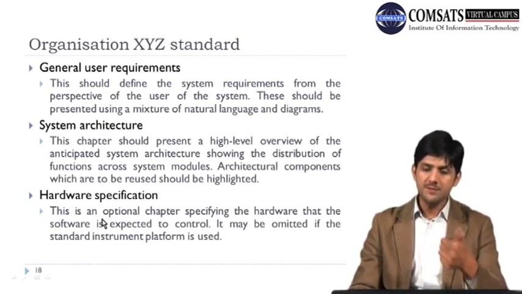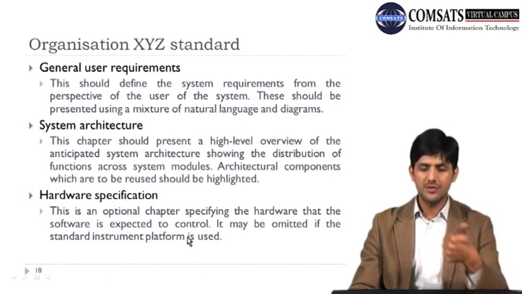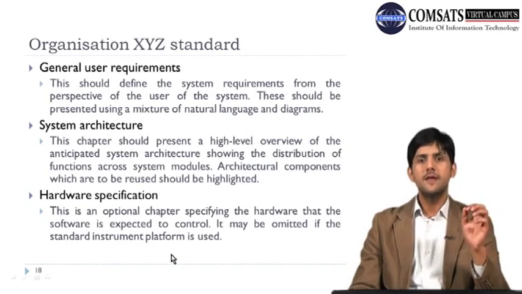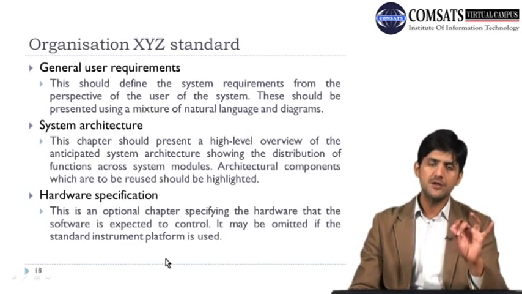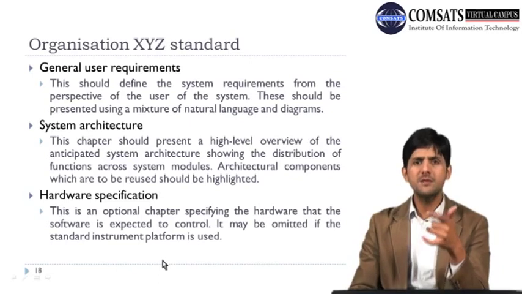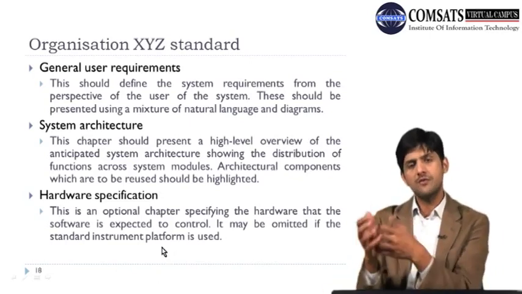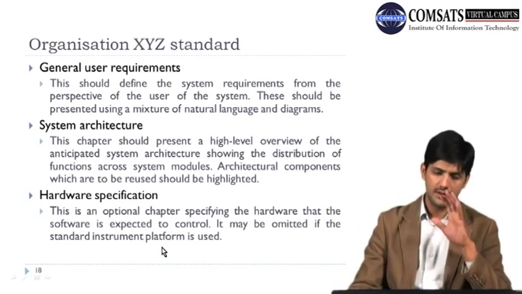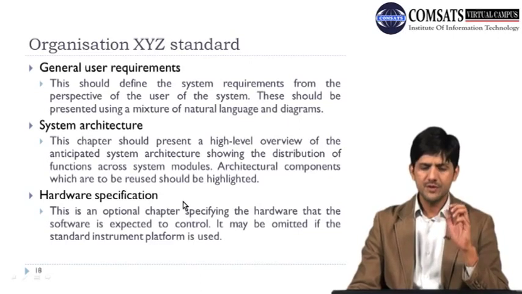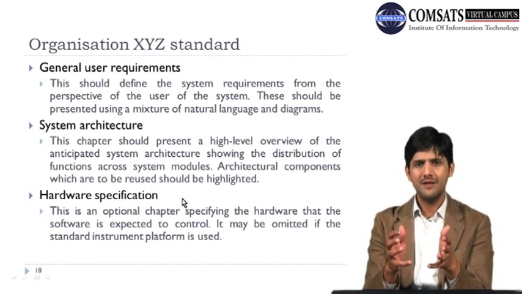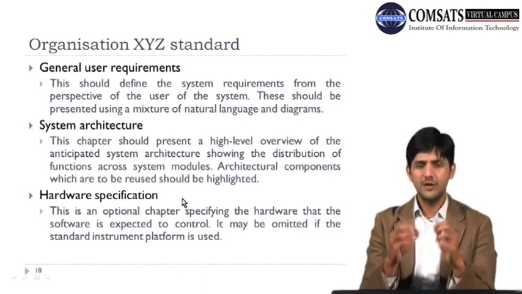This is an optional chapter specifying the hardware that the software is expected to control. It may be omitted if a standard platform is used. So for example, if we know that we are going to deploy this particular application on an Android phone, we do not need to specify hardware. But if it's a particular type of chip on which my software is going to work, then I need to mention the specification of that particular hardware, or what the hardware requirements are, then that becomes important. So that's why it is said to be optional. It can be omitted if it's a standard, but if it's something unique, then we need to specify that as well.